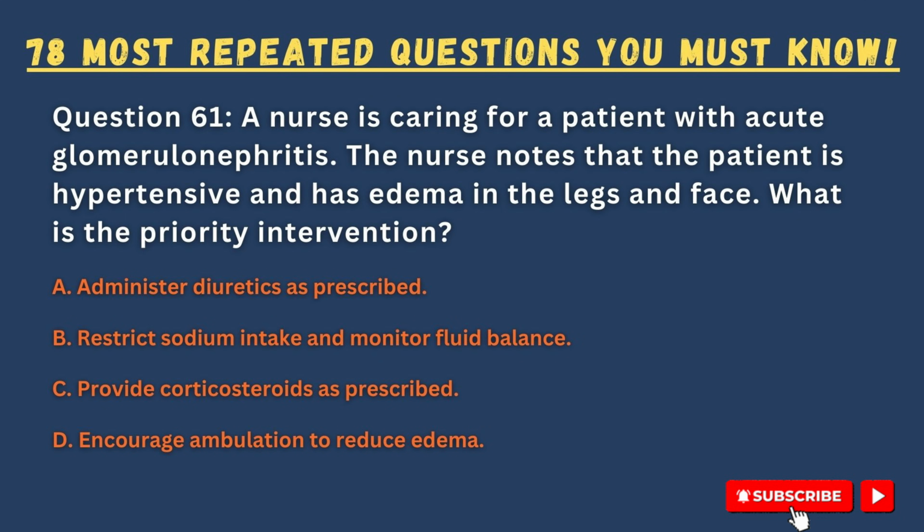Question 61. A nurse is caring for a patient with acute glomerulonephritis. The nurse notes that the patient is hypertensive and has edema in the legs and face. What is the priority intervention? A. Administer diuretics as prescribed. B. Restrict sodium intake and monitor fluid balance. C. Provide corticosteroids as prescribed. D. Encourage ambulation to reduce edema.